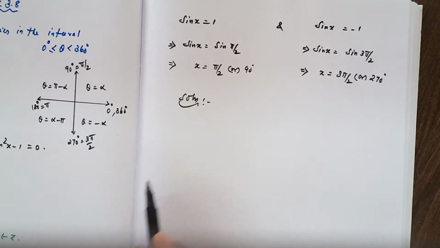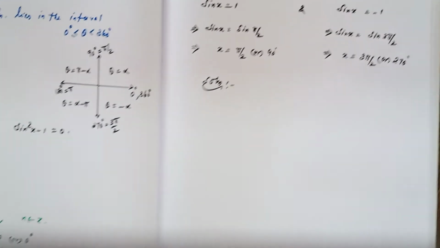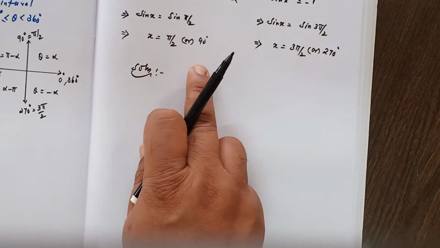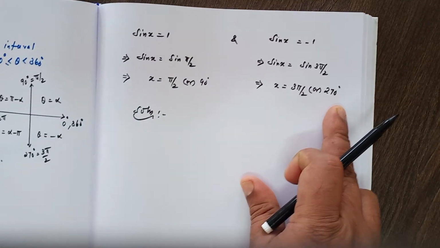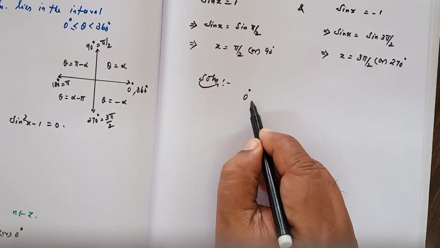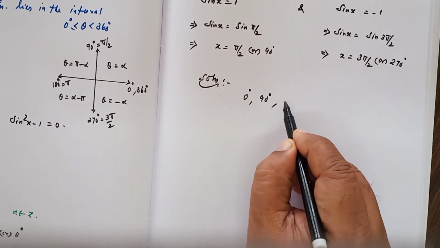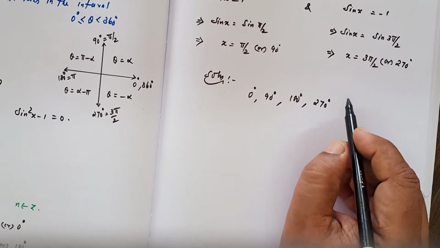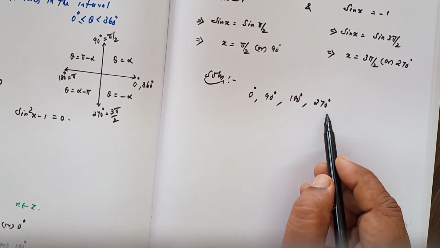You write them in order. So here we have two angles, one is 0 degree and 180 degree, and here 90 degree and 270 degree. So we can write them in order: 0 degree, 90 degree, 180 degree and 270 degree. So I have represented the angles in degrees.